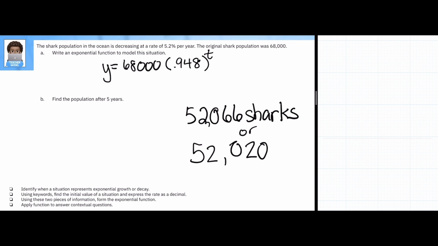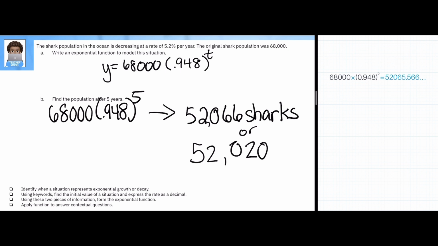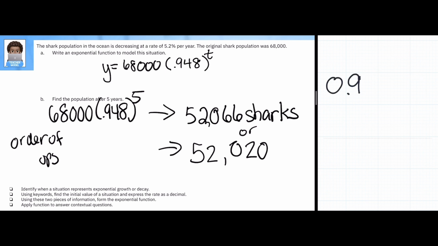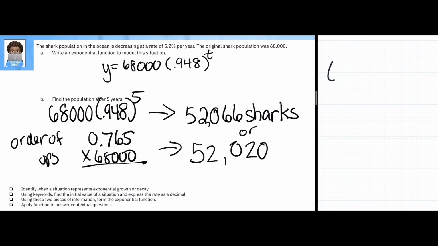So for example, if you wrote, here's my calculator, 68,000 times 0.948 to the fifth power, then you would get 52,065.5. So I just rounded up to 56. So this is if you wrote it all just in one on your calculator. But if you did your order of ops and did your 0.948 to the fifth power first, then you would get 0.765 and then multiply that by 68,000 and you would get the second answer.